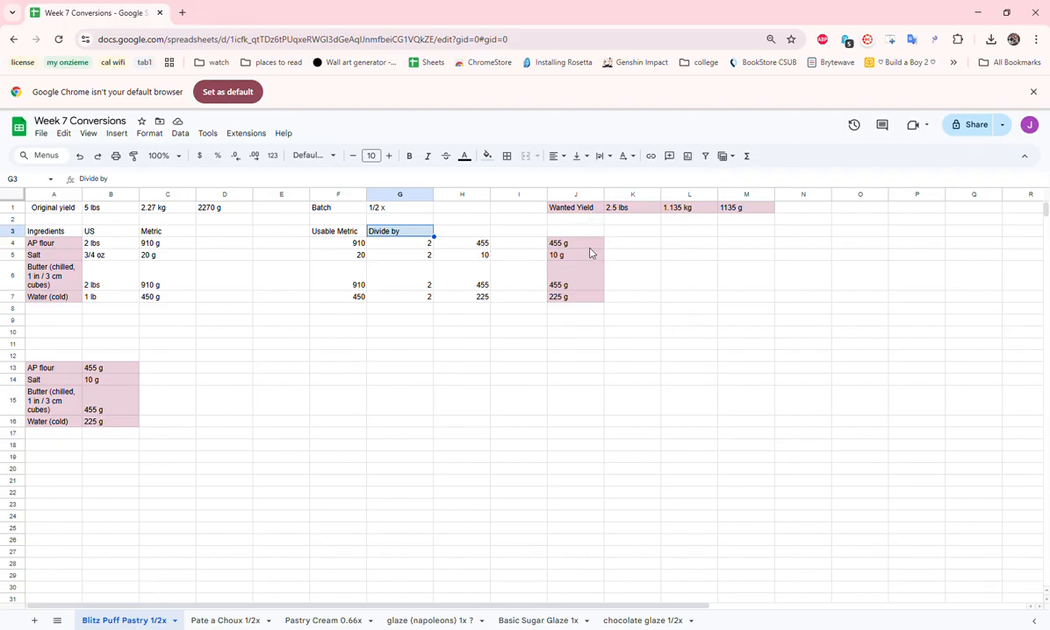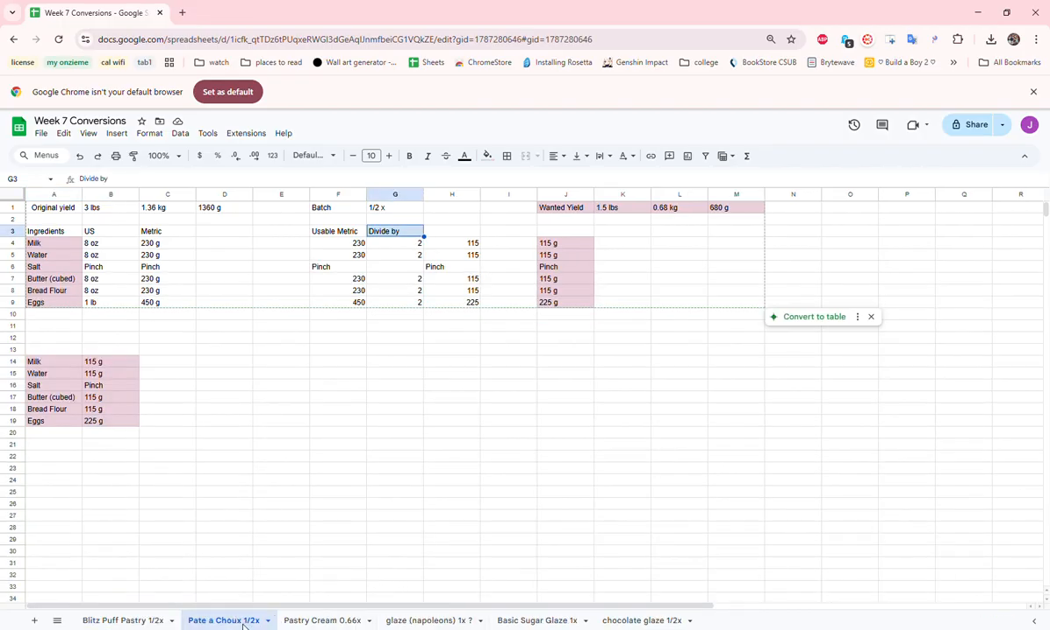And under our wanted yield, we can see that we have all of these same answers except in grams. So what we're going to do is grab all of our ingredients, put it down, grab our newly converted measurements, put them together, and this is what we're going to write on our notes.